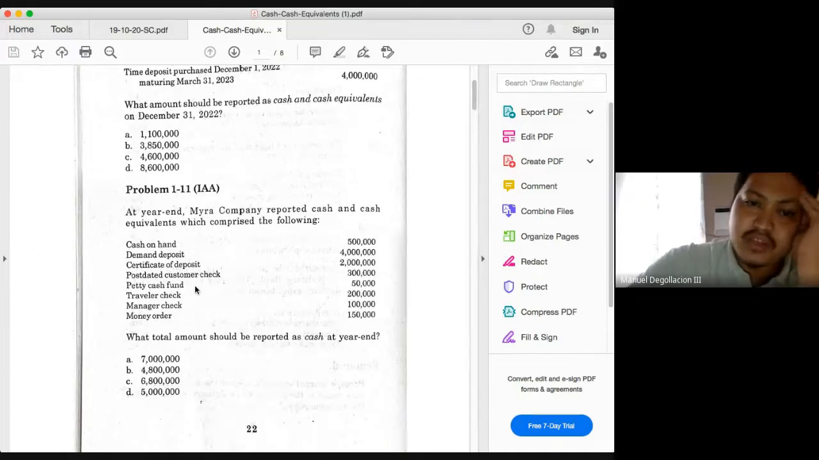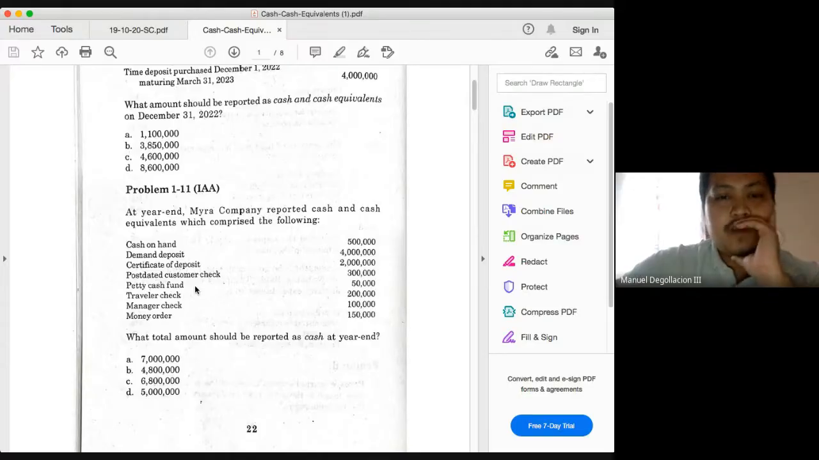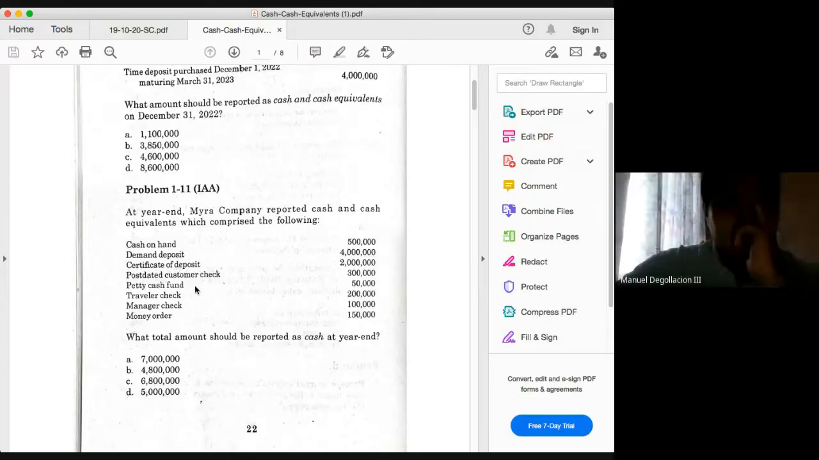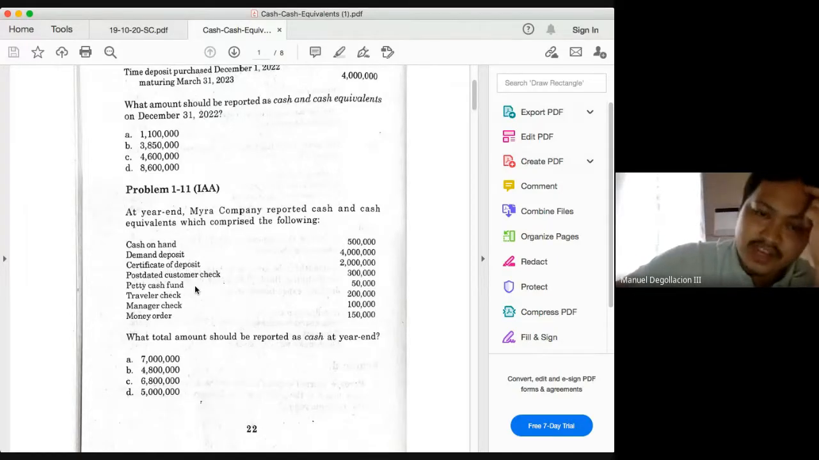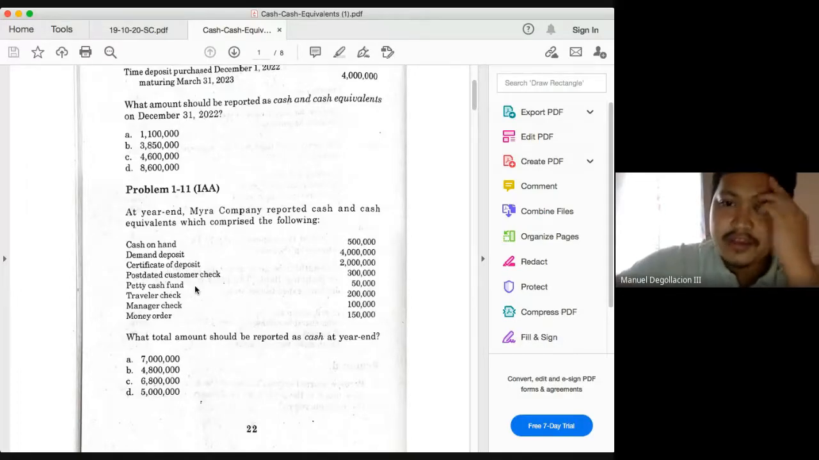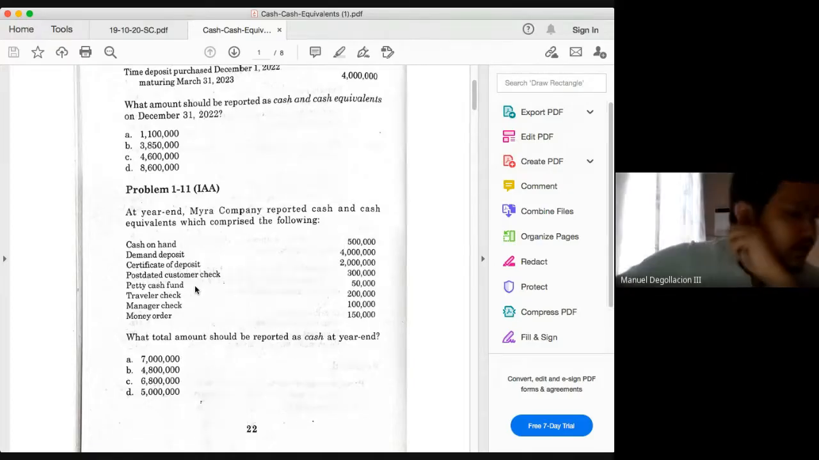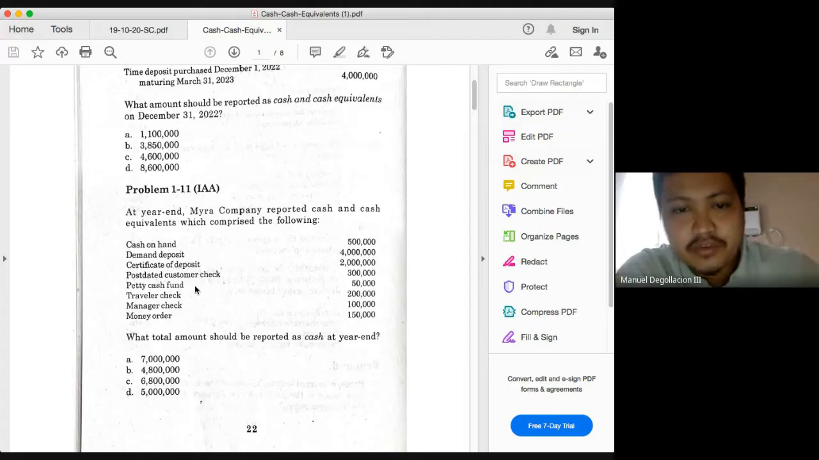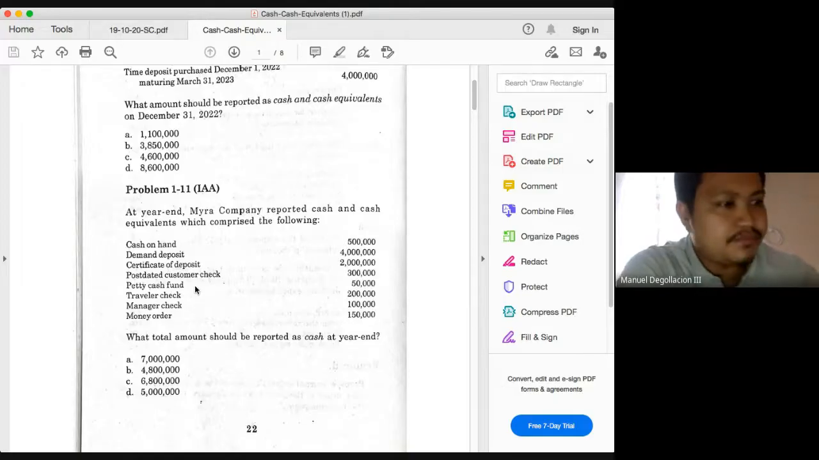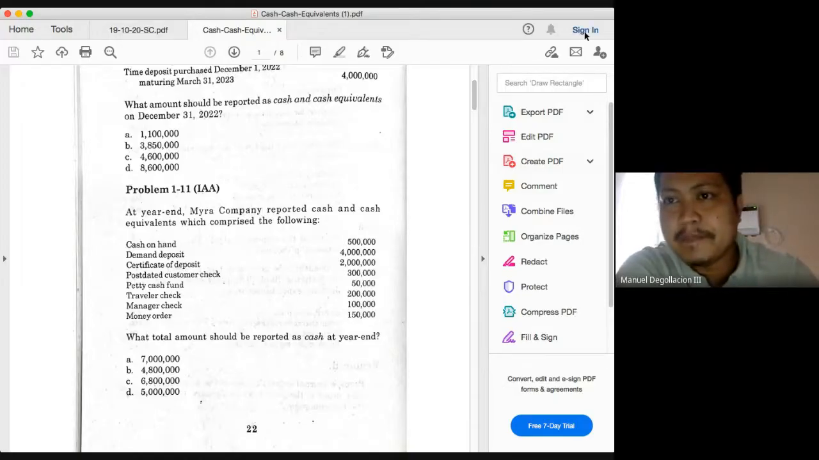Post-dated customer check, not even cash, it will be considered as a receivable. Petty cash fund, part of our cash. Traveler check, also good as cash. Manager check, also good as cash, the same as your money order. Okay. So how much would that be? Cash on hand 500, demand deposit 4 million, petty cash fund 50, traveler check 200, manager check 100, money order 150. So 450, 500. Do you have 5 million, class, as your answer for 1-11? Yes, sir.